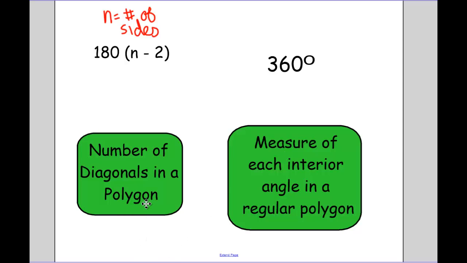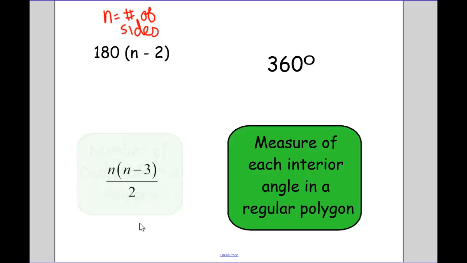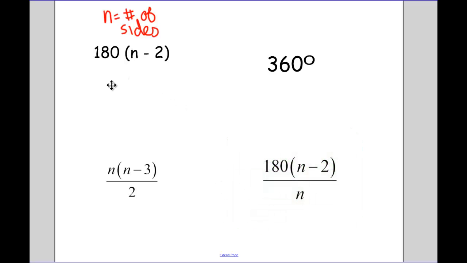Number of diagonals of a polygon: the number of sides times n minus 3. Why is it minus 3? Because each diagonal can't be paired with the 2 vertices on either side or itself, and it's cut in half because sometimes you'll trace a diagonal twice. Now this formula, measure of each interior angle of a regular polygon. You find out the sum and then you divide by the number of sides.